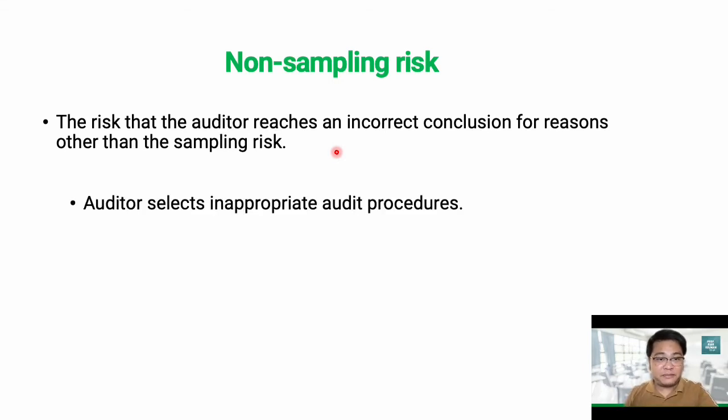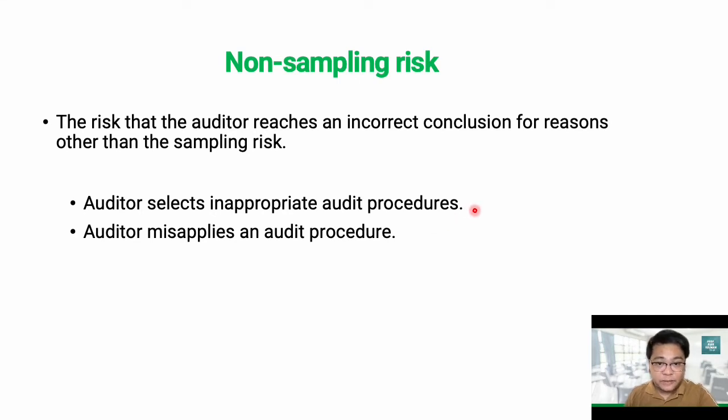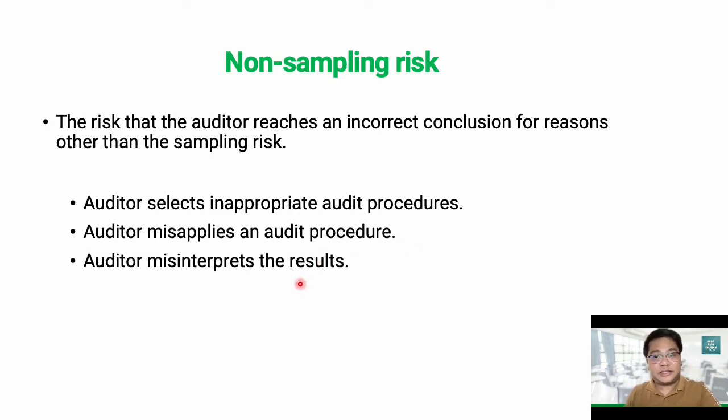What are the examples of non-sampling risk? The auditor can select an inappropriate audit procedure. We may be correct in selecting the items, but we might apply the inappropriate or incorrect audit procedure. Therefore, at the end of the day, we will be arriving at an incorrect conclusion. Or the auditor misapplies the audit procedure. You have selected the appropriate audit procedure, but because the staff is inexperienced, he was not able to apply it correctly, also leading to an incorrect conclusion. Or another thing, the auditor misinterprets the result. You selected the correct procedure and applied it correctly, but there's a problem with respect to interpretation.